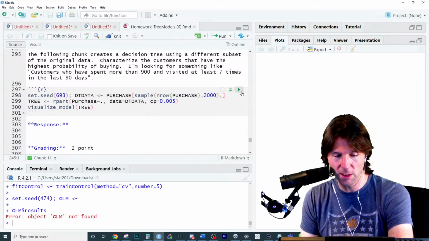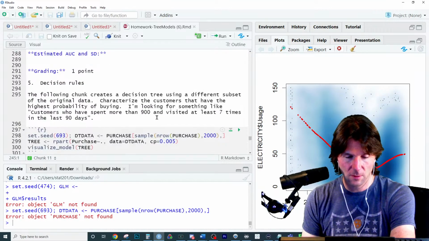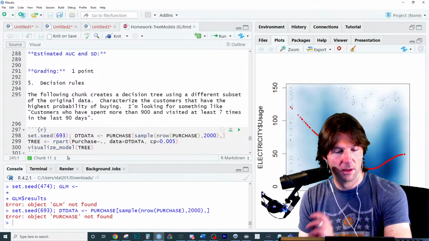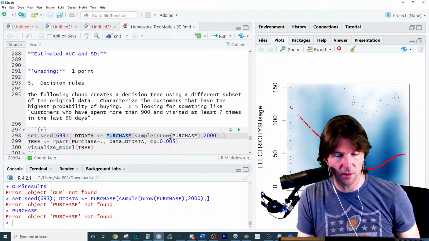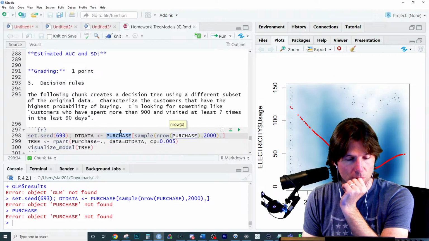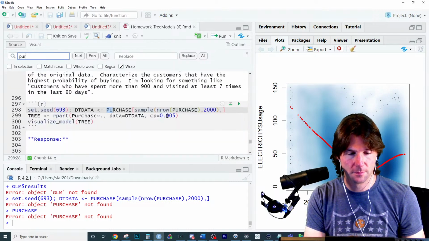Purchase not found? Where's my data purchase? So set seed, purchase. Did we create the purchase vector? Purchase data frame. Where's the purchase data frame?